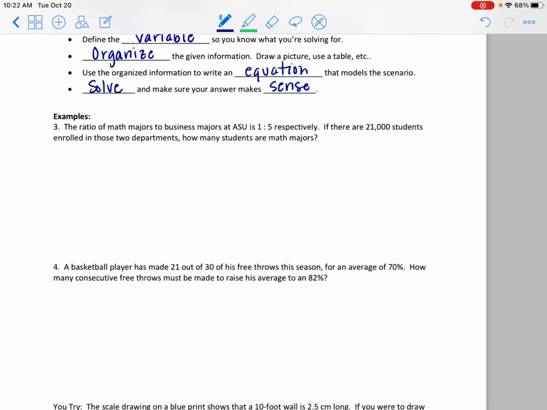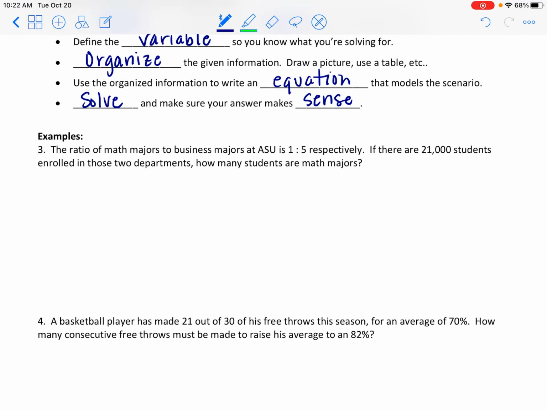So looking at number 3, which, okay, good, I can number a paper. I was like, this is the fourth problem, but one's called a U-try. Number 3 says the ratio of math majors to business majors at ASU is 1 to 5, respectively. So that means for every one math major, we're looking at 5 business majors. So 1 to 5 math to business, or 5 to 1 business to math.